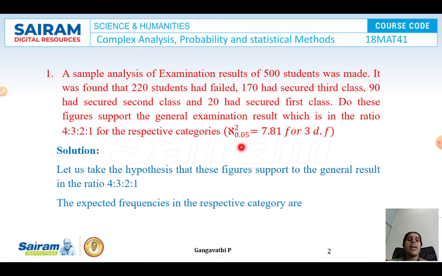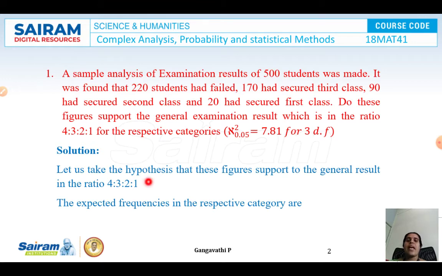Here the chi-square at 0.05, that is 5% confidence limit, is 7.81 for 3 degrees of freedom. So this value we are supposed to obtain from the table if it is not given. Since it is given, we can make use of this. So solution, let us see how it can be done.